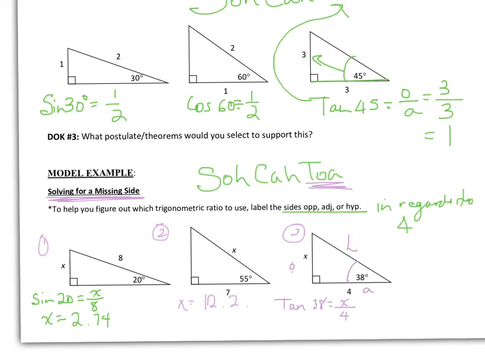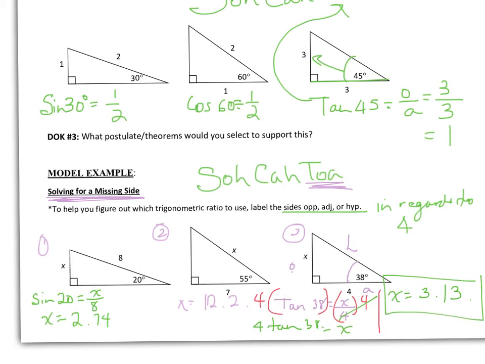Now what do we do? We're going to multiply each side by 4, so we could get rid of it as a denominator. So what do we end up with? We end up with 4 tangent 38 equals x, because this cancels out. What is 4 tangent 38 in your calculator? You're going to end up with x is equal to 3.13, and that is your final answer. And that's what you do to find the missing side. Now, we can also use this to find a missing angle.